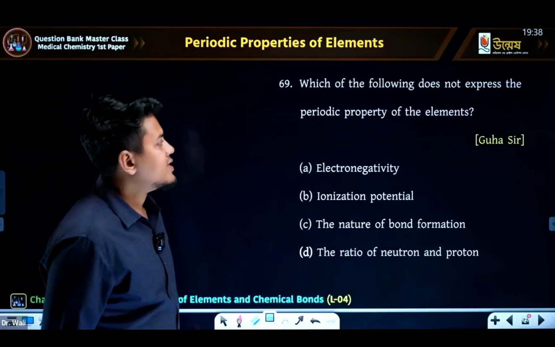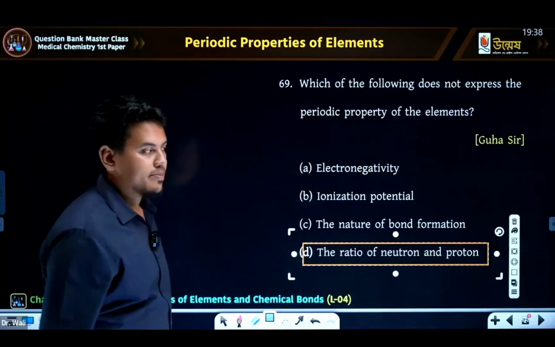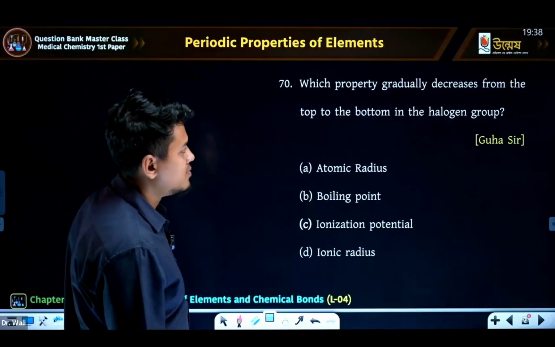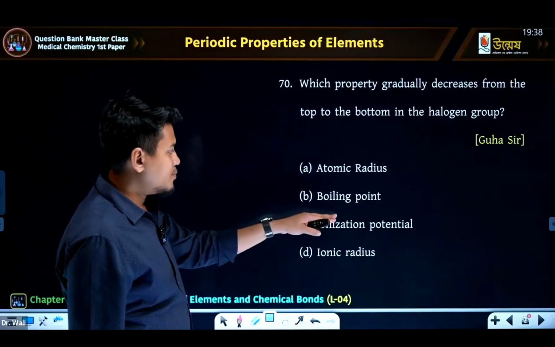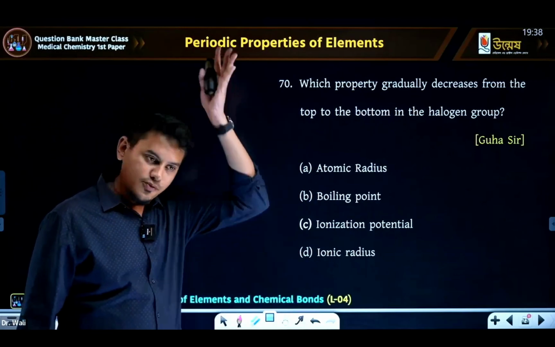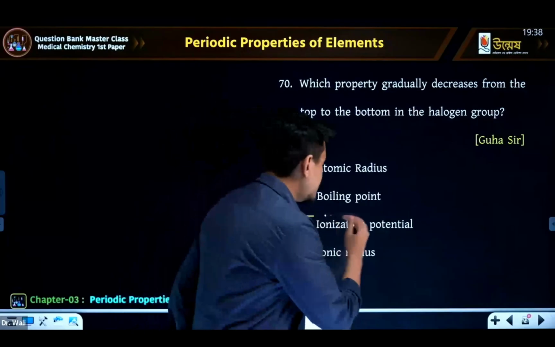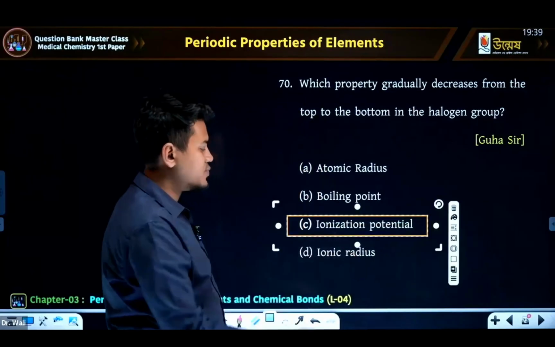Okay. Which of the following does not express the periodic property of the element? Certainly, the ratio of the neutron and proton plays no role in periodic property. Which property gradually decreases from the top to bottom in the halogen group? Atomic radius will increase. Boiling point will increase, because iodine becomes solid and fluorine is a gas, so from gas to solid, the melting point or boiling point will increase. Ionization potential will decrease from top to bottom. Ionic radius will also increase.